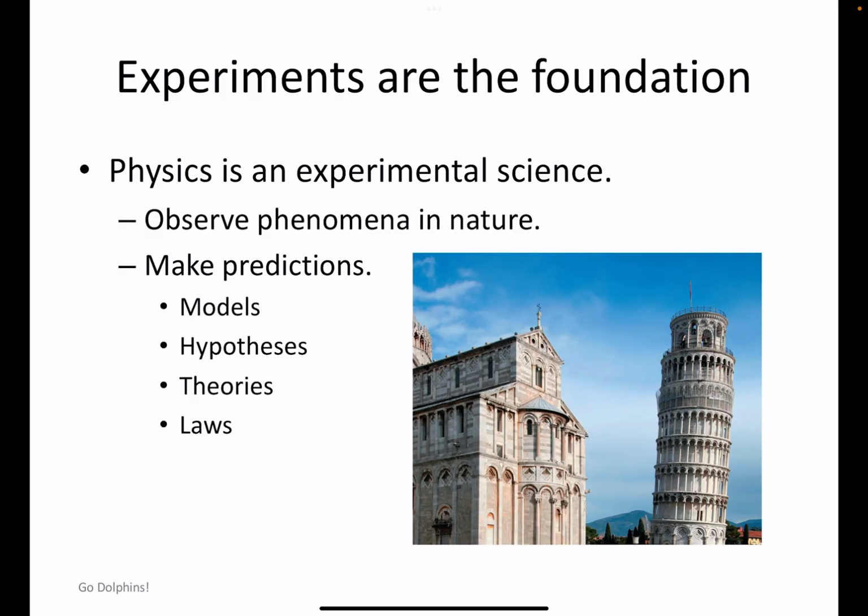At the heart of physics is the fact that it's an experimental science. We start by observing phenomena, like Galileo famously, maybe also, dropping objects from the Leaning Tower of Pisa. From this observation, we develop models, form hypotheses, and build a robust theory and laws.